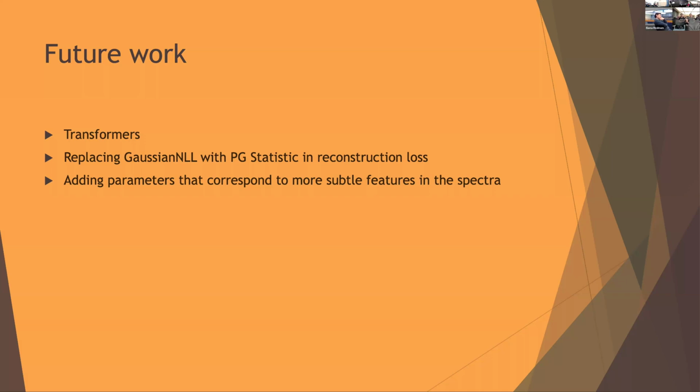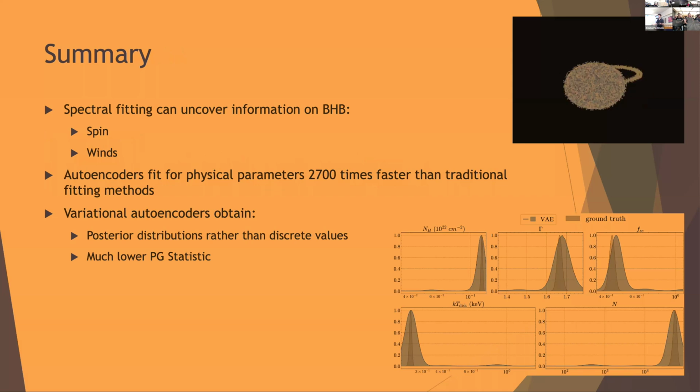And finally, further down the line, we can start to fit for the actual parameters that we care more about, like the spin and the winds of the system. So, in summary, black hole X-ray binaries can give us information on the winds and the spin, and auto-encoders can fit these spectra way faster than traditional methods with comparable accuracy. And variational auto-encoders allow us to gain posterior distributions and much lower PG statistics.